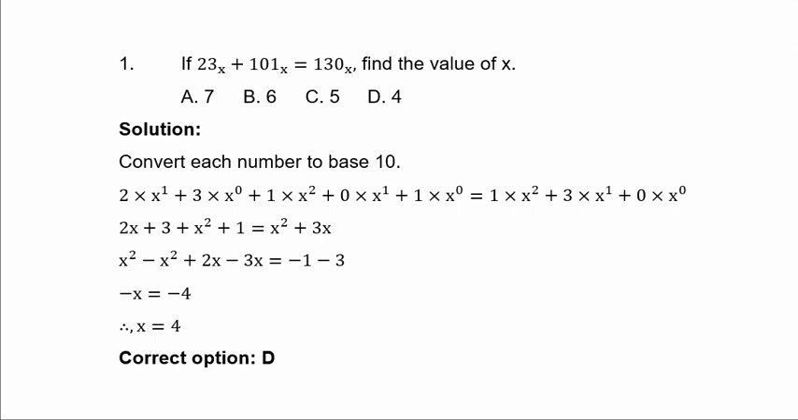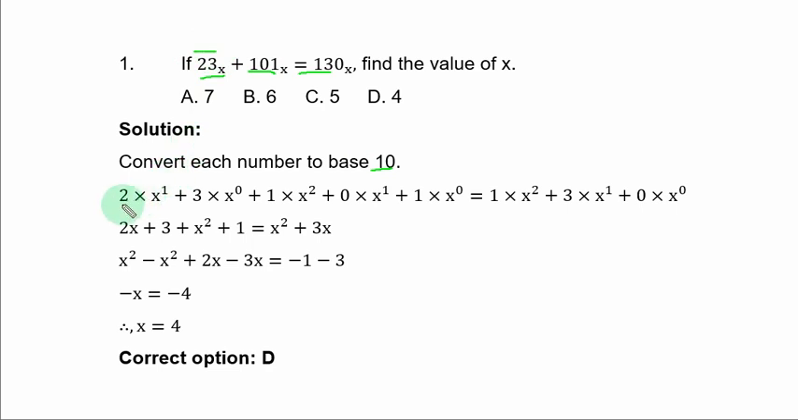Question 1. If 23 base s plus 101 base s is equal to 130 base s, find the value of s. What you do here is to convert each number to base 10, and to do that you multiply each digit by s, the base number in the given number.